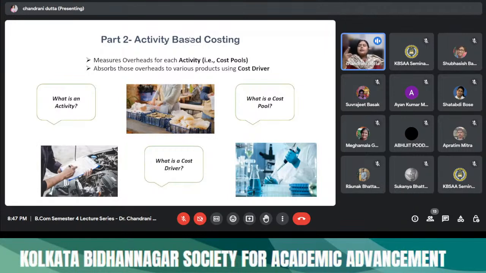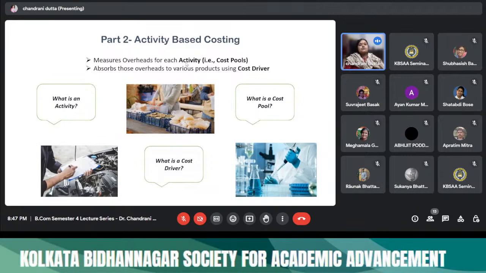You remember that in cost there are 3 elements of cost: material, labor and overhead. This particular method of costing is focusing on the overhead element of cost. I am measuring the overhead for each activity. That's why the name is activity based costing. So I'm calculating the overhead for each activity.